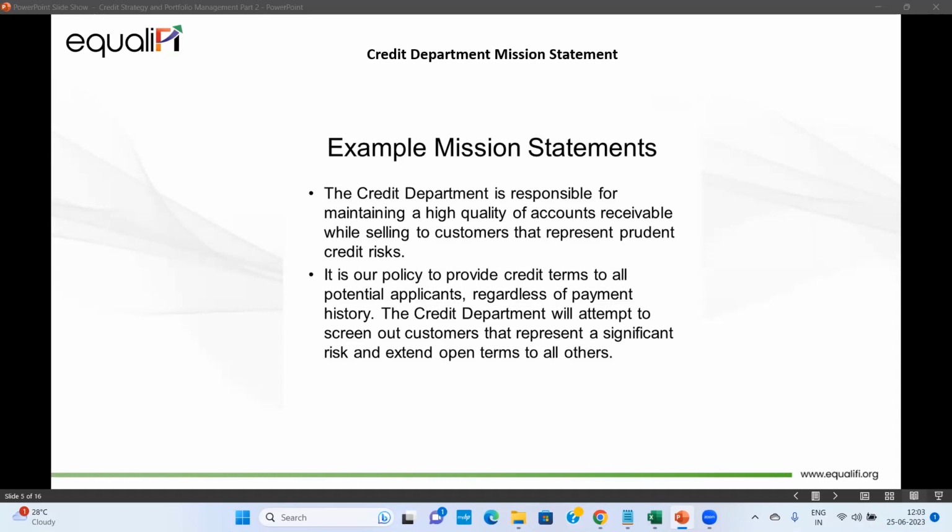It is our policy to provide credit terms to all potential applicants. The credit department will attempt to screen out the customer that represents significant risk and extend open terms to all. So when I talk about oversight, it means scrutinizing, keeping an open eye on the profile, the sector, policies, the portfolio, the entire thing. Is that clear to you?